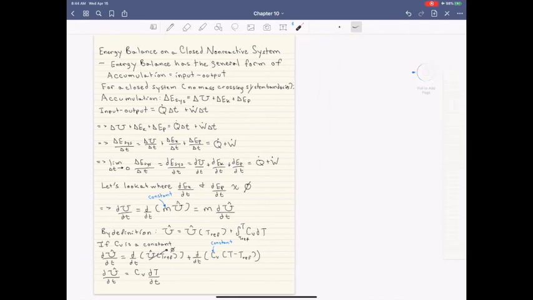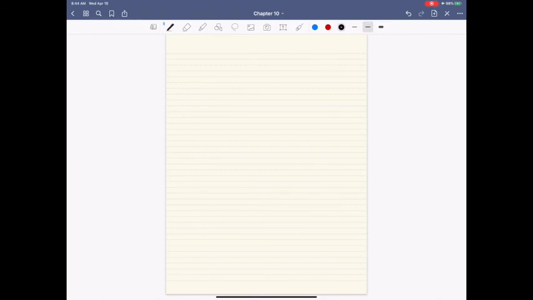So if I go to the next page here and put everything back together, what we have in the end is mass times the constant volume heat capacity times dT/dt. That's our accumulation term. And that's all equal to just the heat rate plus the work rate. And so that's our general equation. Okay? And so I'll say this is our transient energy balance.